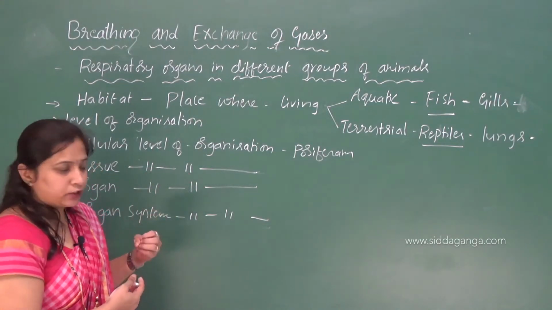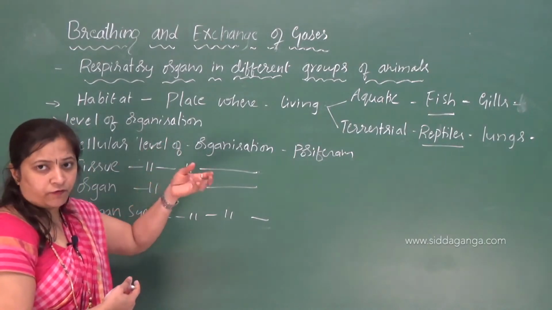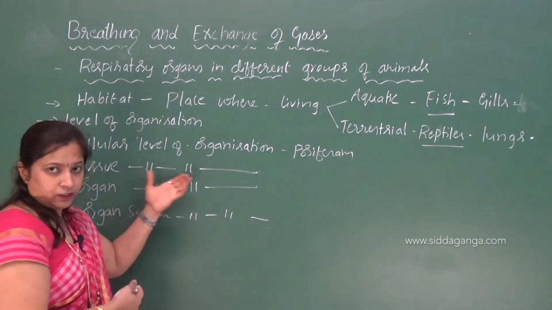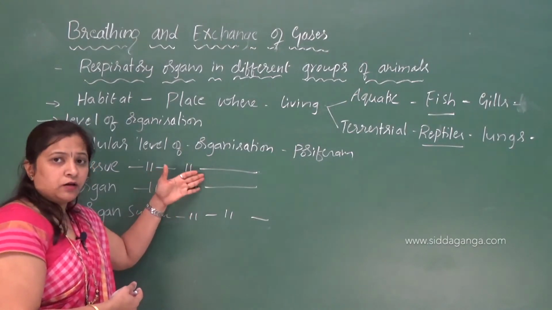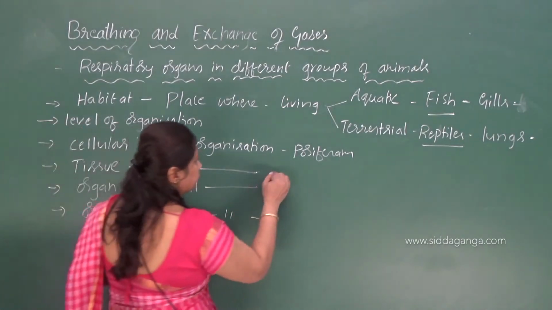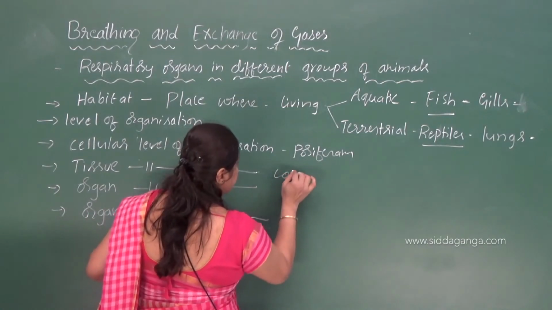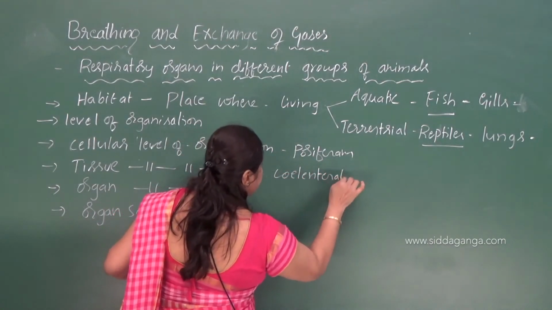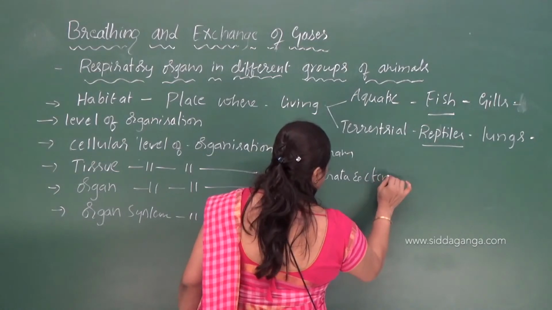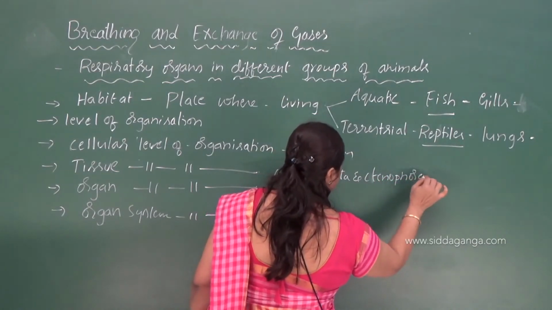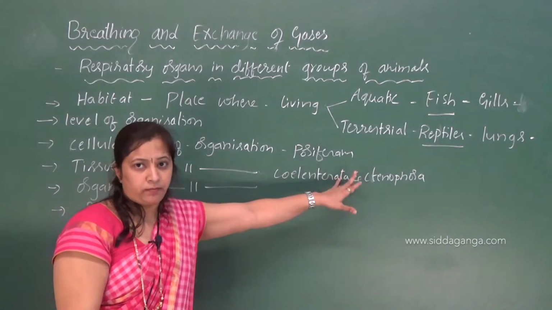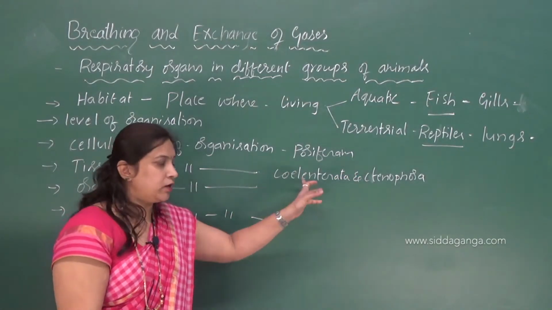So tissue level of organization means what? The tissue is nothing but a group of cells which perform the same function. So the cells performing the same function are grouped, forming tissues, and tissues will carry out the body functions. So here the body functions are carried out at a tissue level. In coelenterates, the next phylum after Porifera is Coelenterata and Ctenophora. In these phyla, there is a tissue level of organization where organs and organ systems are completely absent.